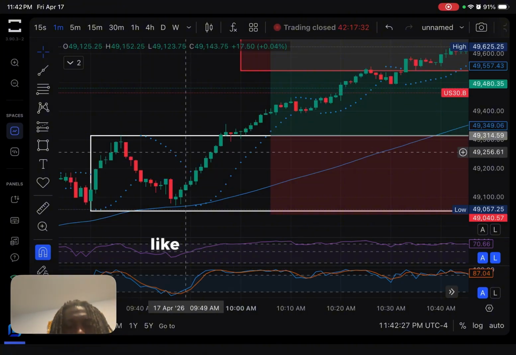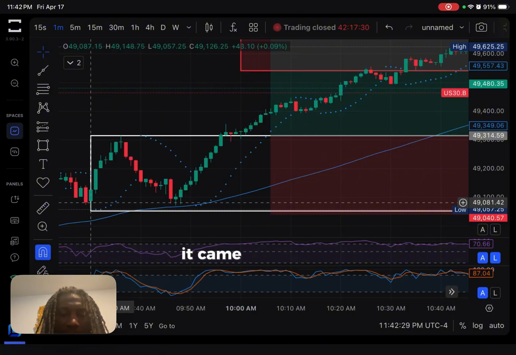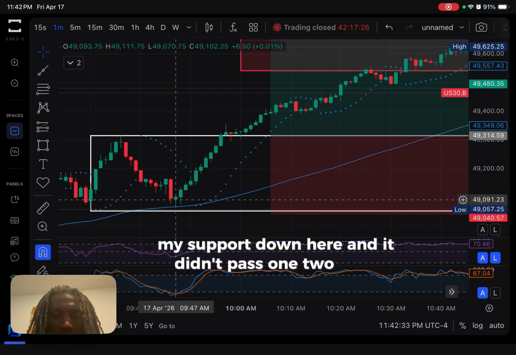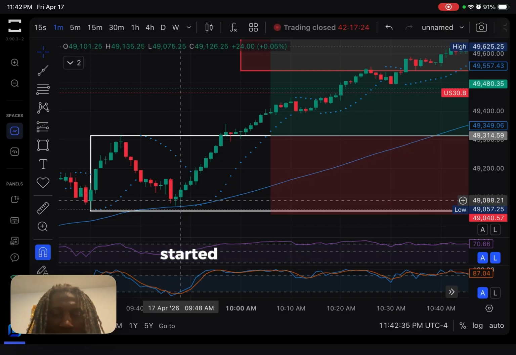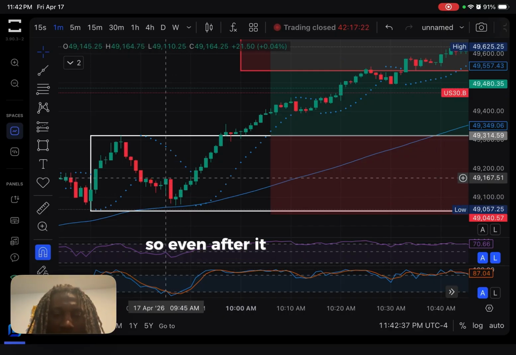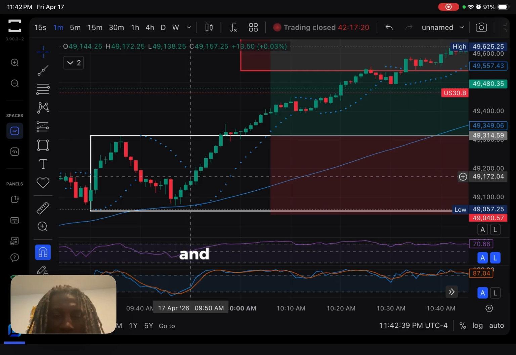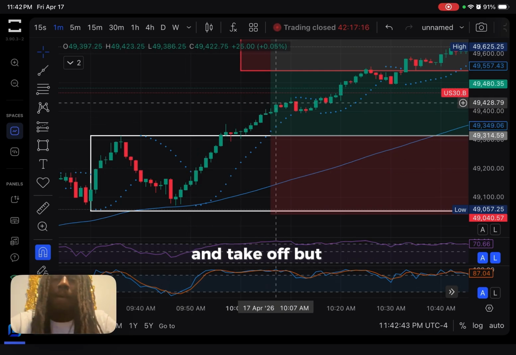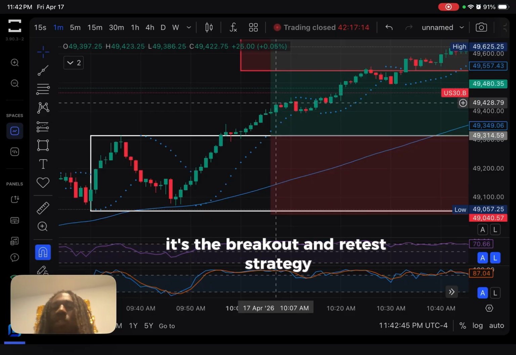But even before that, like I told you, this was the first confirmation. It came down to my support down here, and it didn't pass. 1, 2, 3, right? And then after that, started building higher highs. So even after it passed this right here and it engulfed that, that was a good time for me to enter that trade and take off. But yeah, this is the breakout and retest strategy.